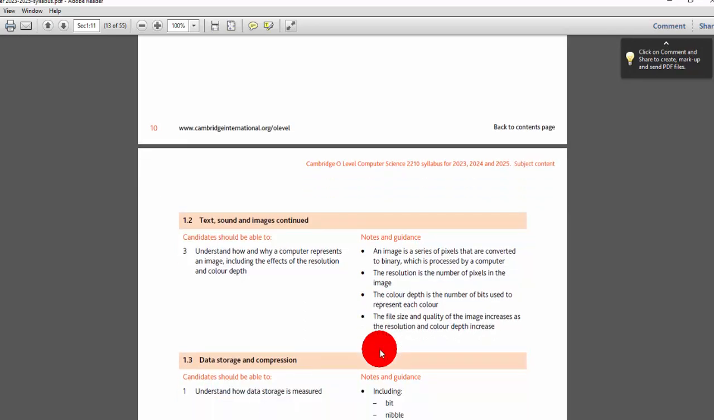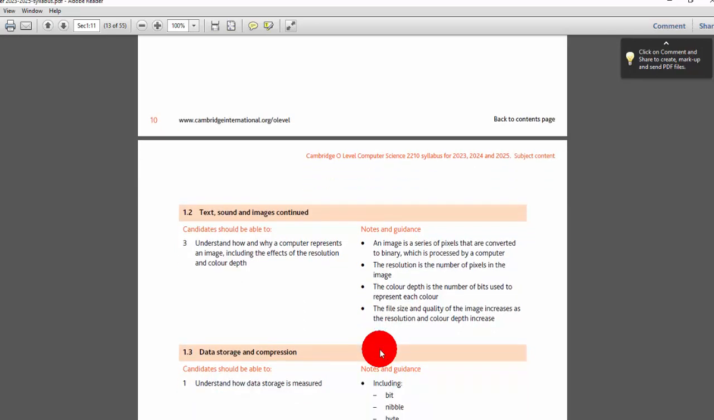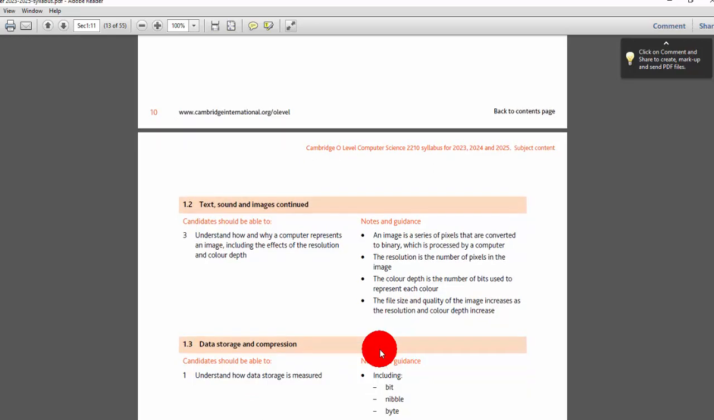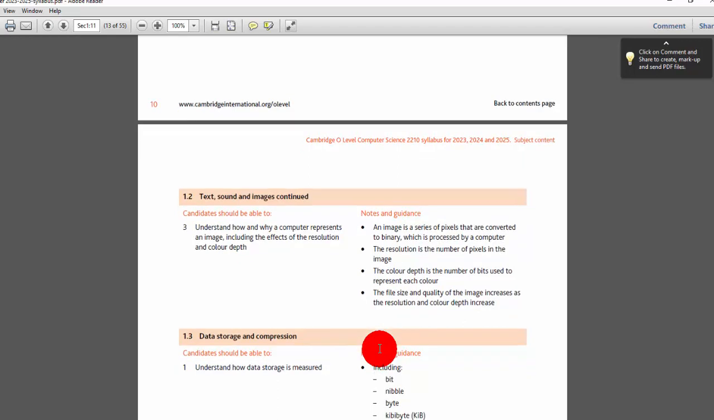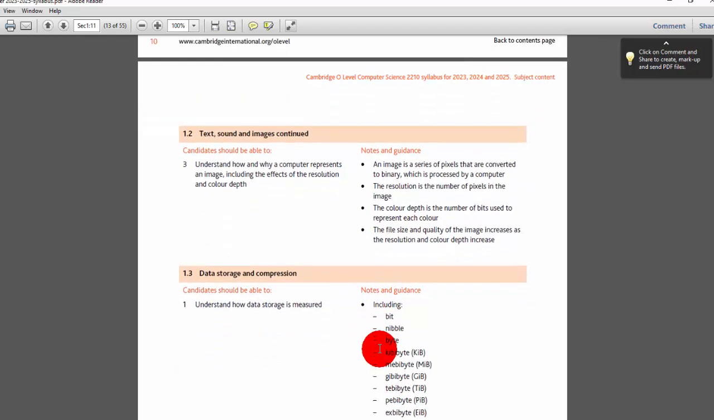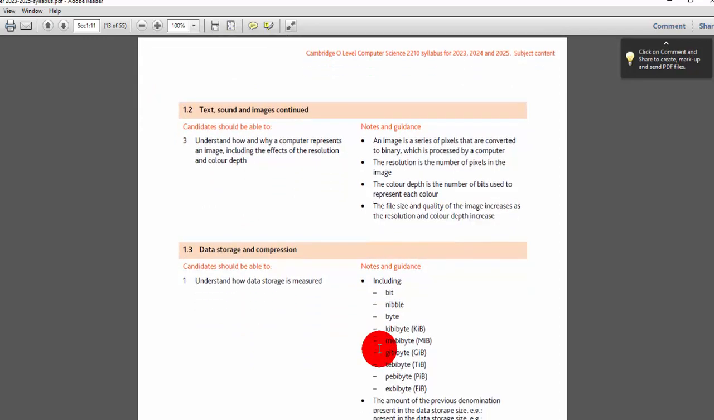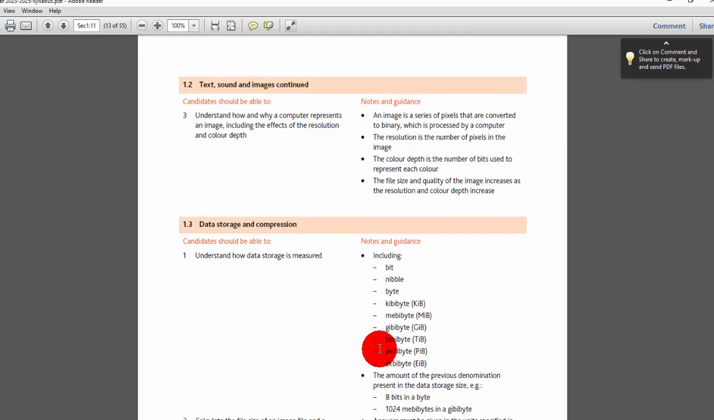I think it's not a new topic, but it's new for some of the students, because there's a calculation in this topic, so we have to do calculation. It is not new, but we have to practice it. Okay, next is data storage and compression.